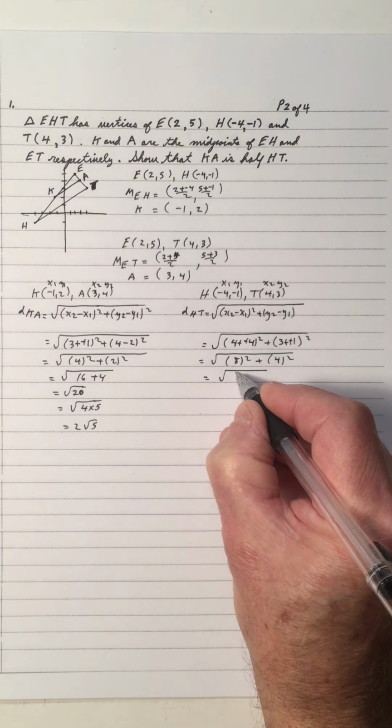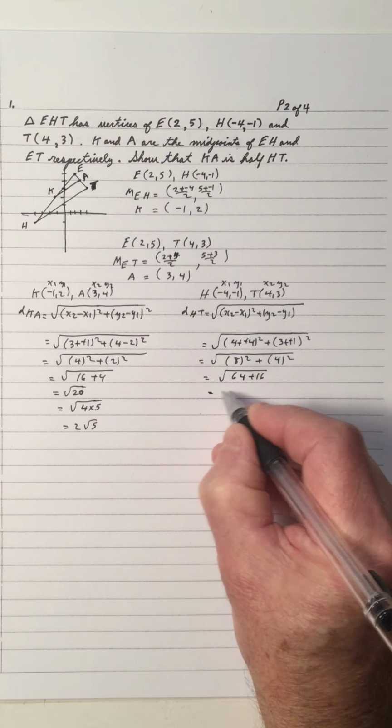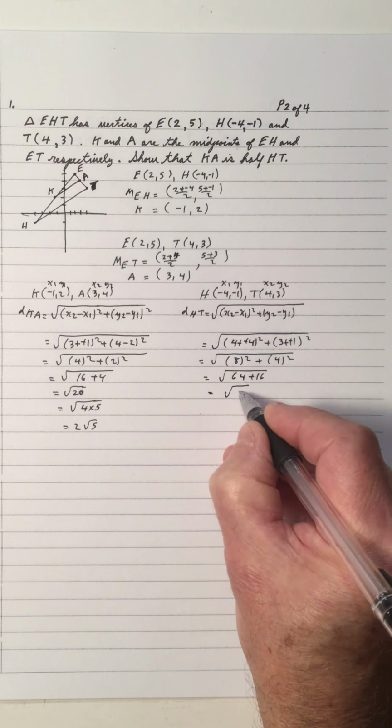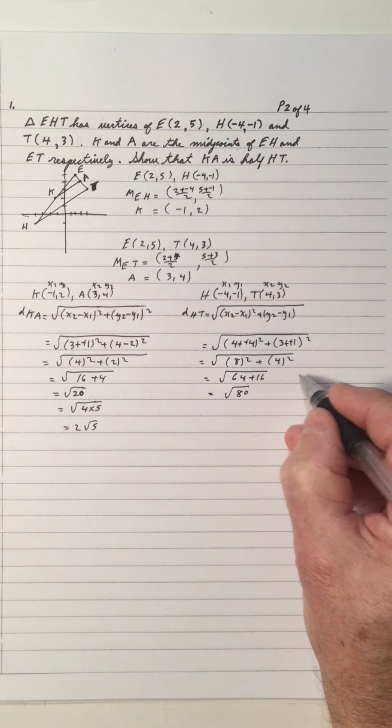So 8 eighths are 64. 4 fours are 16. Add it up. You get the square root of 80. And we can break 80 down.